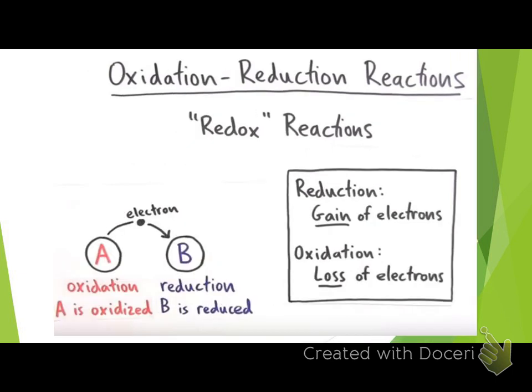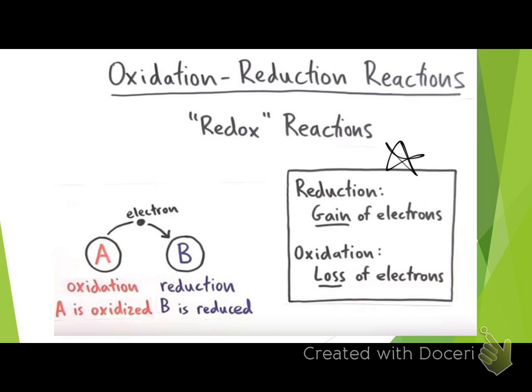This box here is very important, because you need to know what reduction and oxidation are. One of the first questions I'm going to ask you is, looking at this equation, which one of these elements is being reduced? Which one is being oxidized? You need to know what those words mean to answer that question. Reduction is the gaining of electrons. Oxidation is the losing of electrons.